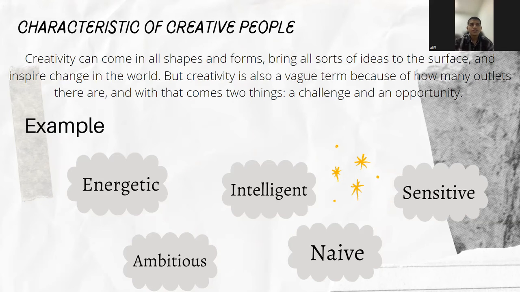And next is sensitive. While being intelligent is a dominant characteristic, creative people also have a submissive side to them. They are sensitive to many things because their hearts are constantly open to the world.